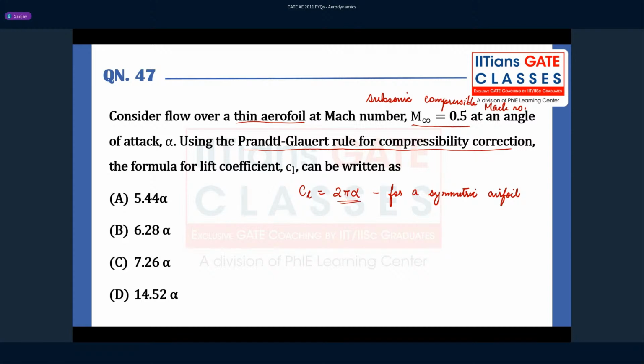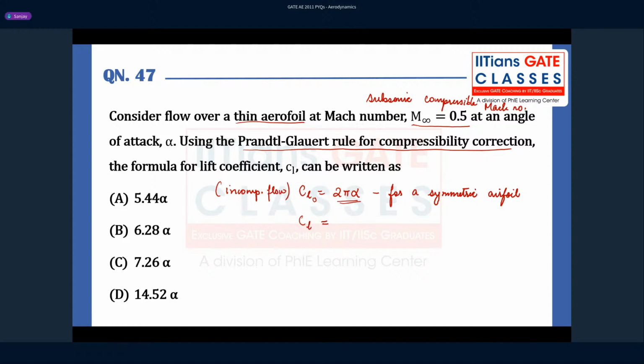Now, see, in this question, they have not mentioned anything about the type of aerofoil. So, when you look at the options, we assume that it is a symmetric aerofoil, okay? Because if it was a cambered aerofoil, they should have given alpha L equals 0, but that is not there. So it is a symmetric aerofoil, so it is 2 pi alpha according to thin aerofoil theory. Now, when you apply compressibility corrections, you multiply this. So this is CL naught, which is for incompressible flow, right?